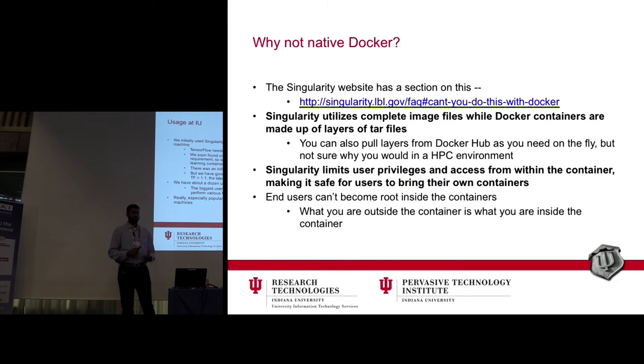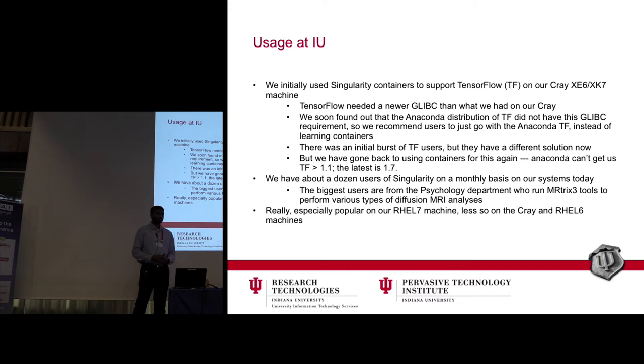As I was saying, we initially started using Singularity to support TensorFlow and deep learning applications on our Cray XE6 XK7 machine. But we actually went full circle on this topic. We were supporting it, and then we found that Anaconda somehow was bypassing the glibc requirement and was able to build TensorFlow 1.1 on the Cray. So, okay, no, you don't need containers, use Anaconda and TensorFlow and you're good.